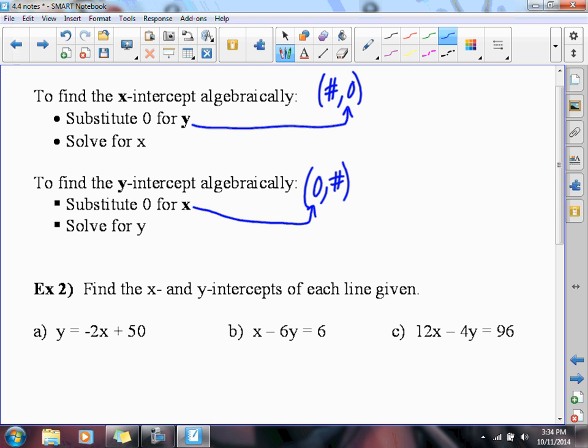So another way to think of this is that if you're trying to find the x-intercept, you put 0 in for the opposite variable. You put it in for y. If you're trying to find the y-intercept, you put 0 in for the opposite variable. You put it in for x.